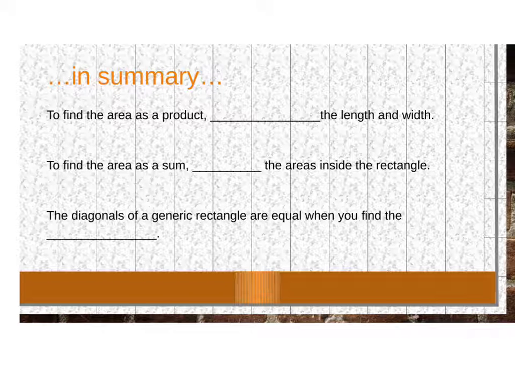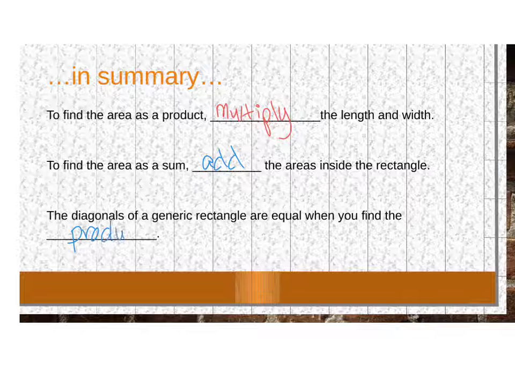In summary, to find the area as a product, we multiply the length and the width. To find the area of the sums, we just add everything we came up with when we multiplied that's inside the areas of the boxes of the rectangle. And the diagonals of a generic rectangle are always equal when you find the product of those two diagonals.